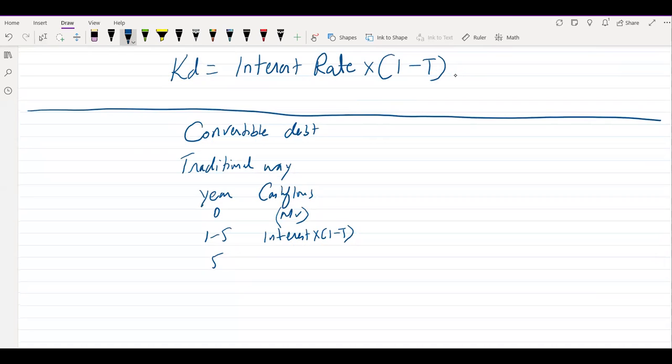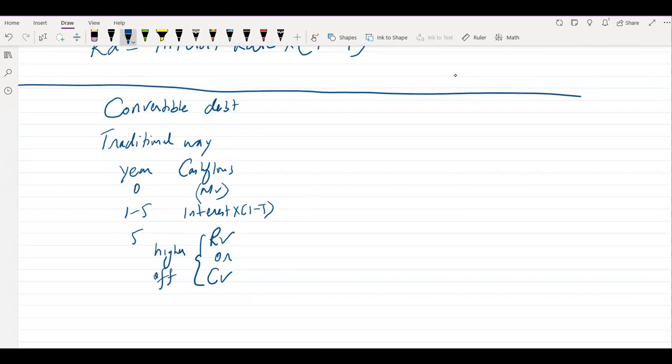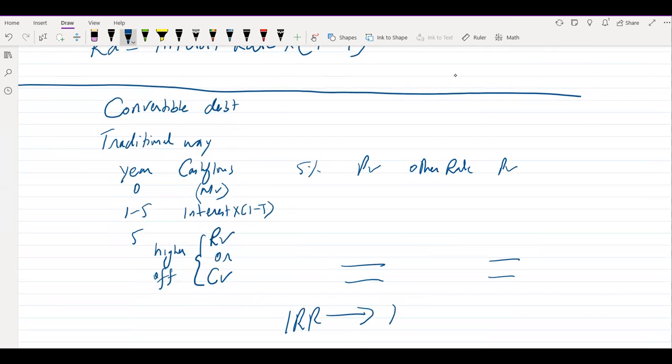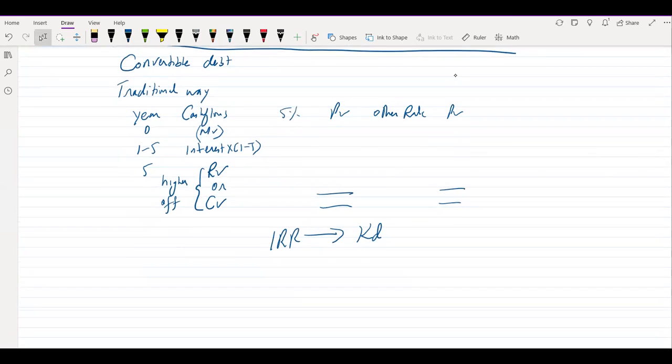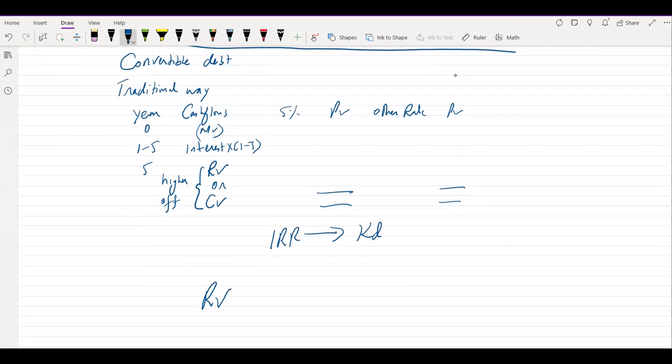Or in last year, you will take higher of redemption and conversion. Redemption value or conversion value, we have to take the higher value. First discounting at 5%. Second discounting at other rate. You will calculate the IRR and IRR will be equal to the KD. What is the difference in this method and the previous method? Both methods are same except one thing, that is in last year either you will take redemption value or conversion value. So what is redemption value?